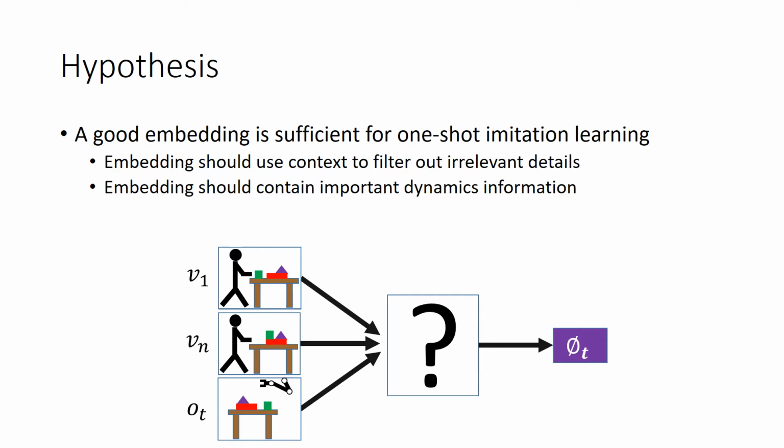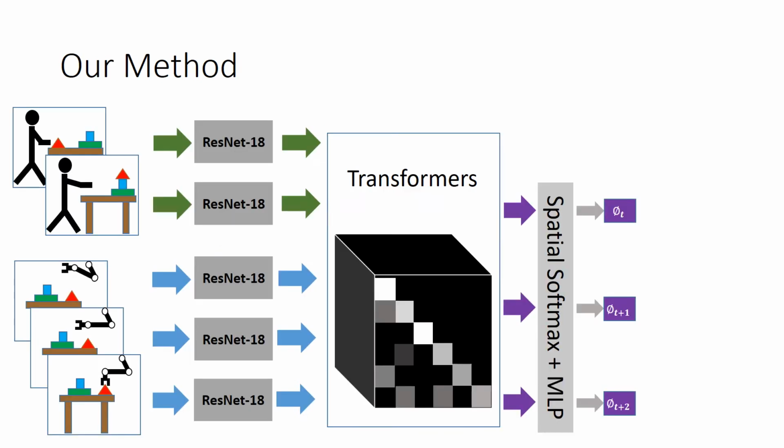We hypothesize that a good embedding for one-shot imitation should use video to focus on relevant details, like the purple block in this example below. Finally, the embedding should encode relevant dynamics information. But what's the right way to implement such a representation?